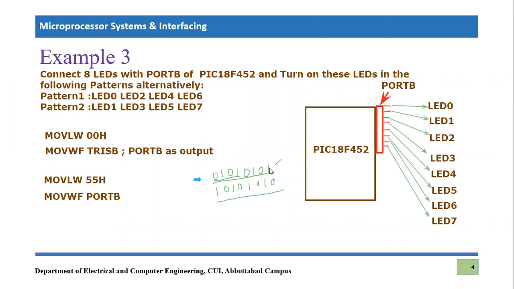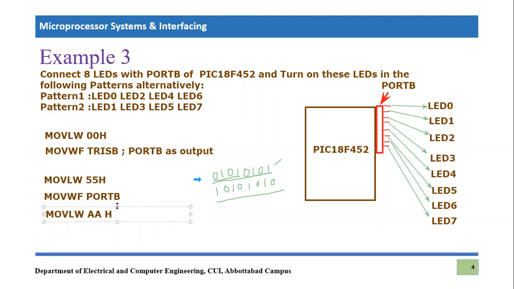Whatever the bit was off, we have to turn it on, right? And whatever the bit was on, we have to turn it off. That means we are complementing this binary information. So there is one way you can use AA, because 1010 is A and 1010 is A. And again we can simply change the information by sending it: move literal to working AA hex and send it to port B. This is one way you can do it.